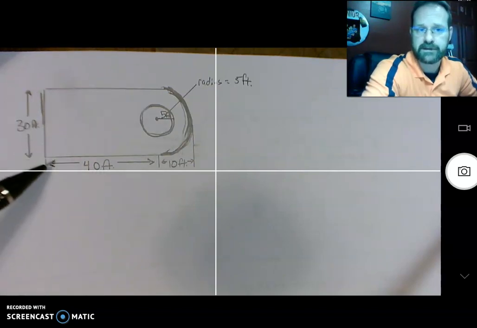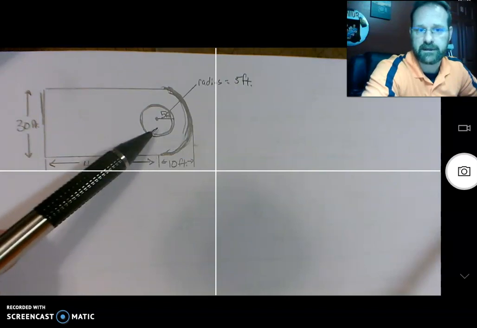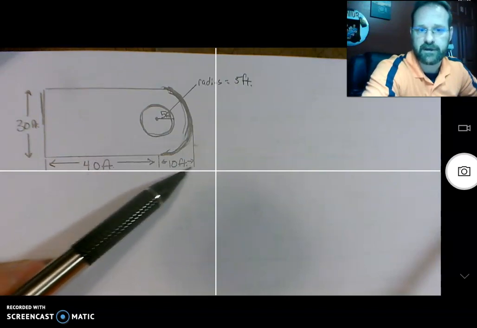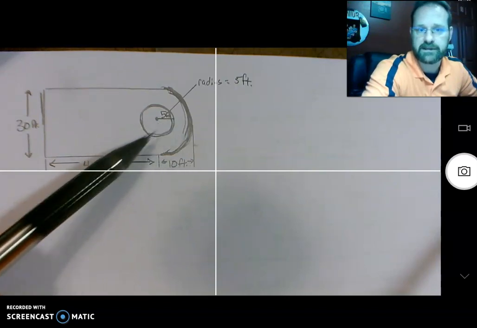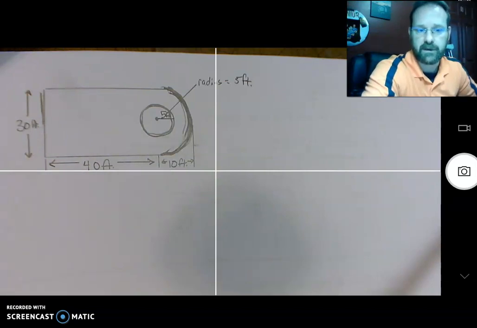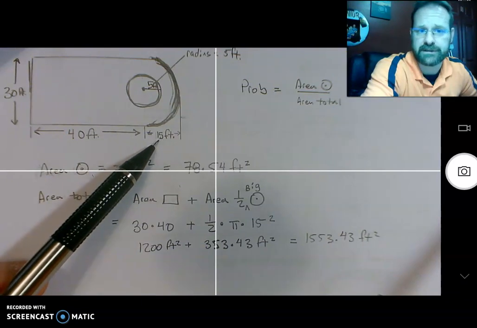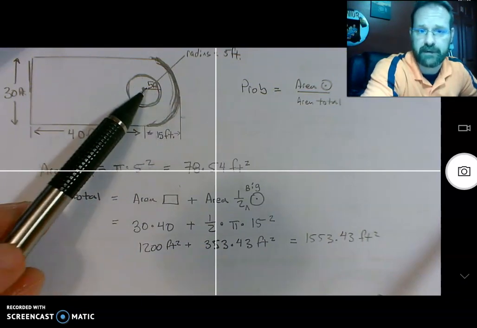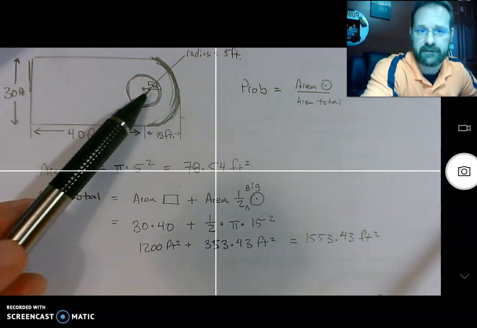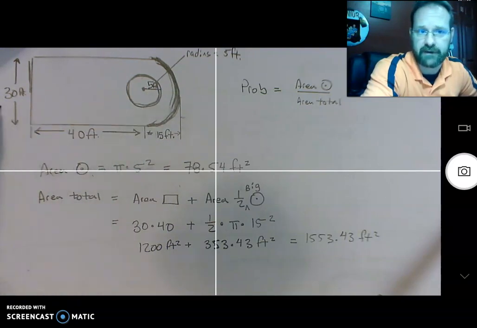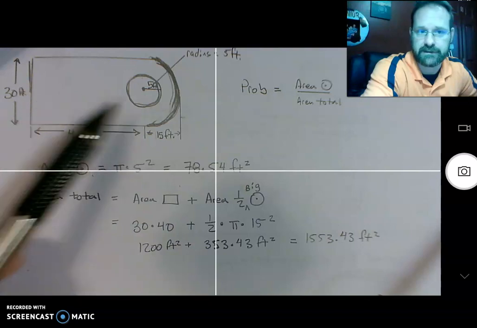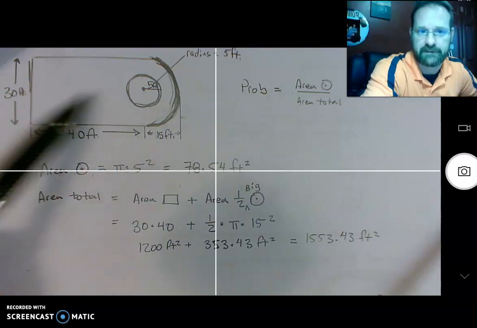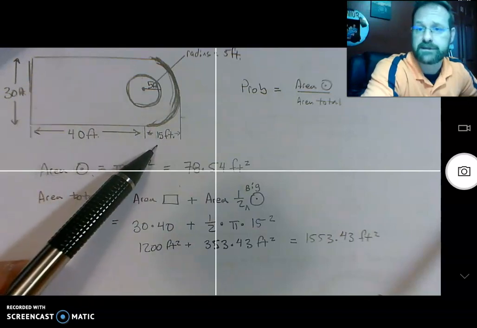So this length is 30, this length to here is 40, and the radius of this is 5. Okay, so let's do the setup. I had to change something. I changed this to 15 because that wouldn't make sense. I had it originally as 10, but if that's 5 and that's 5, and if that's 5 and that's 5, how can that be 30 here? So this has to be 15 if it's half the distance. So change that to 15.